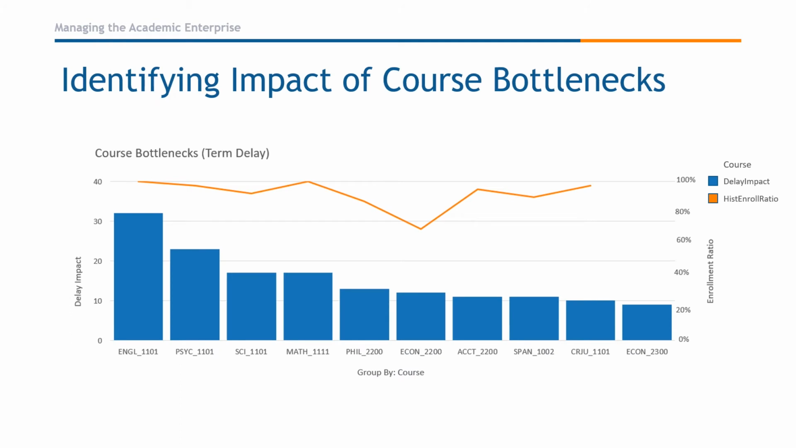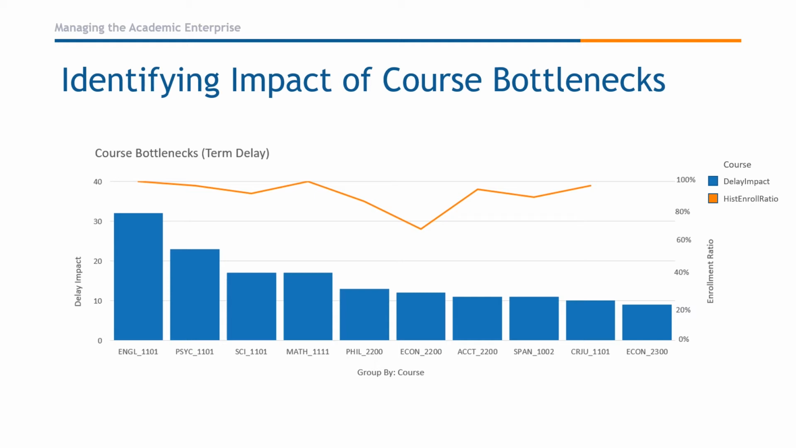On this slide, you can see how course access can impact pathway progression. On the y-axis, you can see a metric that combines the number of students that need the course and how many terms a course is delayed on average. On the x-axis, you can see the top courses that exhibit delays. In this example, English 1101 is required by all students at this institution. So even a small delay can have a big impact on the students.